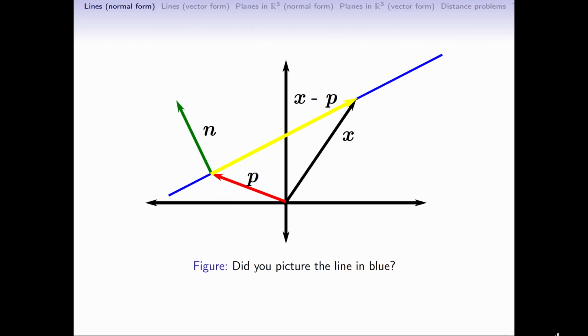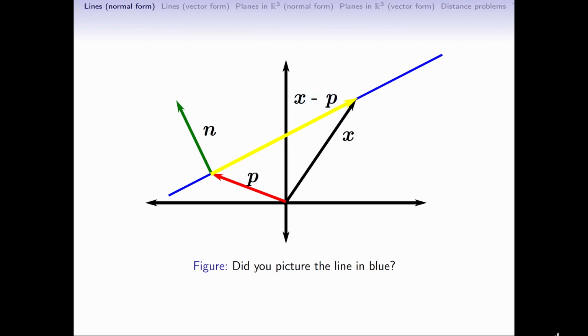So an important thing to remember in this discussion is that the tip of this vector x is sitting on this blue line, provided that x minus p, this displacement, is normal or orthogonal to n. And that means that the dot product of n and x minus p is equal to 0. So let me say that again. The tip of this vector x is going to be on the line if and only if n dotted with x minus p is equal to 0.